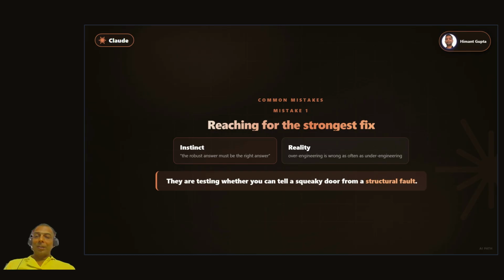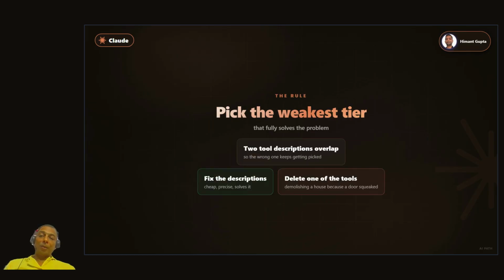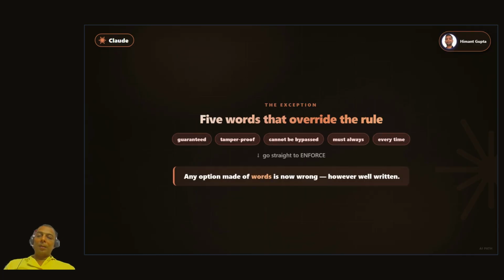under-engineering is. Now if a tool is being picked wrongly because the two descriptions overlap, the answer is to fix the descriptions, not to delete one of the tools, for example. That's like demolishing a house because of a door that is not working. But here's where the marks are certain. Certain words in the question override that entirely. So just remember a few words so that you can correlate.